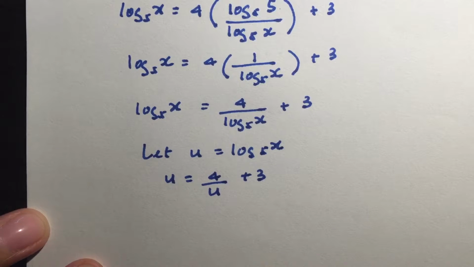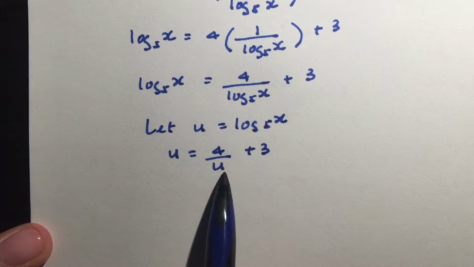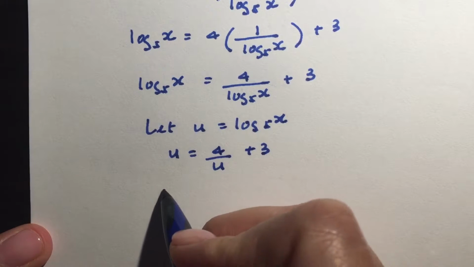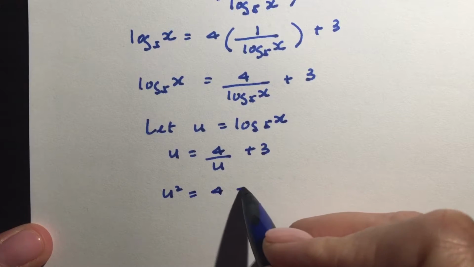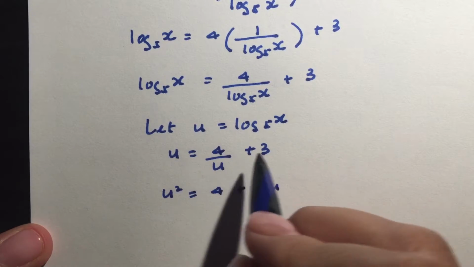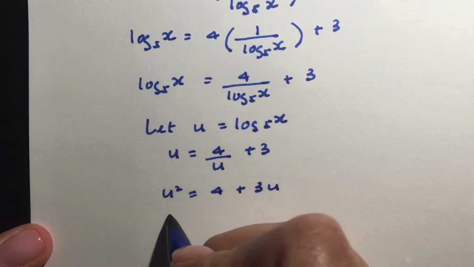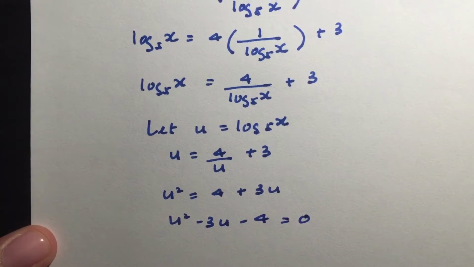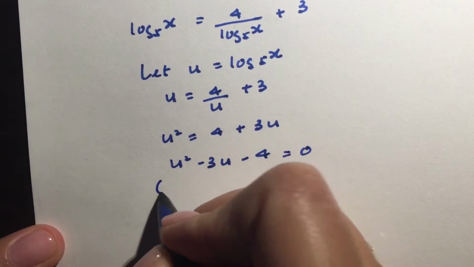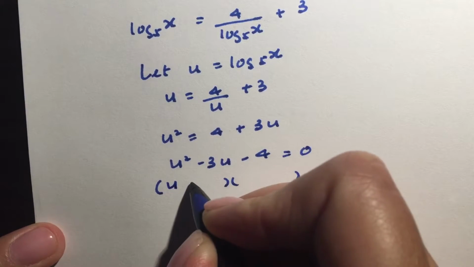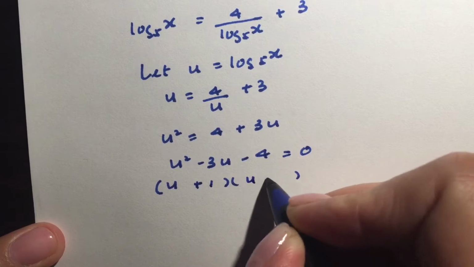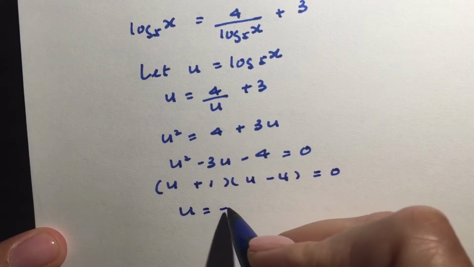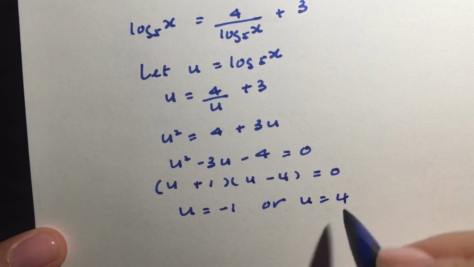And from here, we're going to do normal algebra. In order to get rid of the denominator of u, we're going to multiply every term with u. So we have u squared equals 4 plus 3u. Bringing all the terms to the same side, this is what we have. And we are also going to factorize it. So we have u plus 1, u minus 4 equals 0. And we have u can be negative 1 or u can be 4.